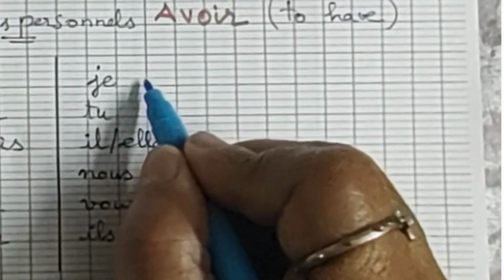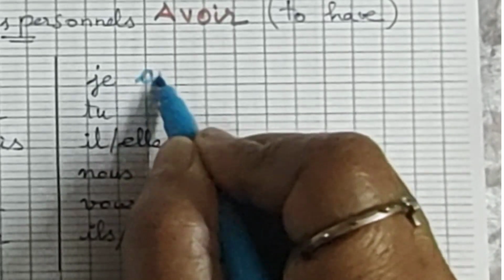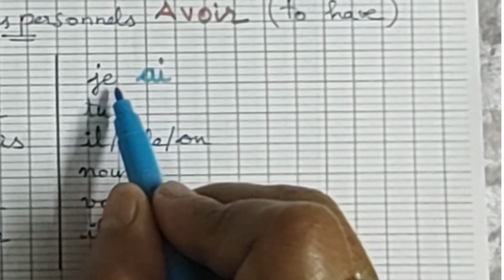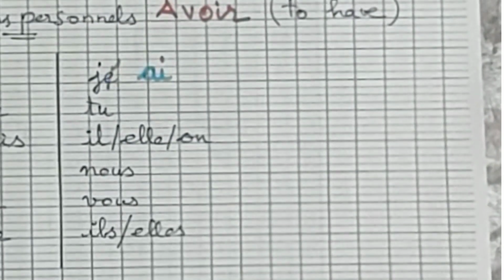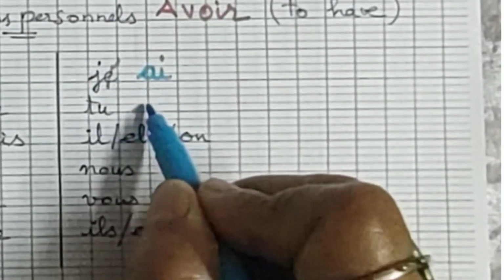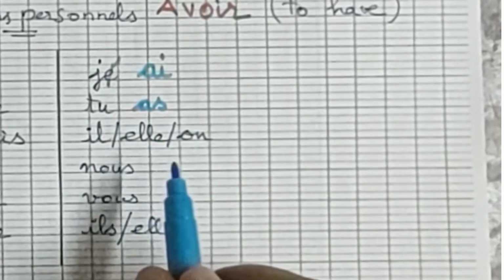So for je, it will be a, i, a. Donc, j'ai. What we do, there are two vowels, so we cut off the E and we add an apostrophe. So it will be J apostrophe A-I. J'ai. Tu as.